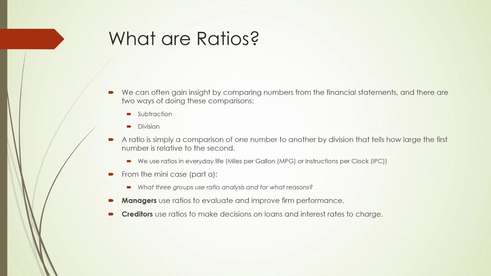Creditors use ratios to make decisions on providing financing to the firm. And in particular, they look at certain ratios to decide what interest rate to charge. They might also look at a set of ratios to try to figure out how likely it is that the firm may be bankrupt in the near future. We're not going to talk about that here today, but that's very common.